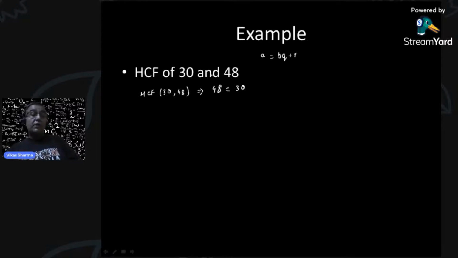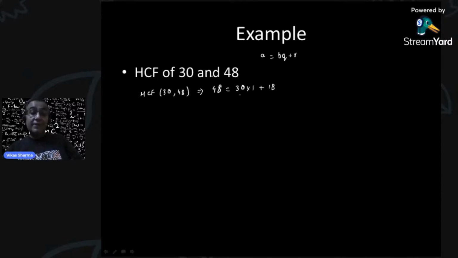So what is the quotient going to be? 30 times 1 is 30, 30 times 2 is 60, which is going to be more than 48. So it is only going to be 30 times 1, which is 30, plus how much remainder does it leave? 18. Now since I told you that if the remainder is 0, then we can say that the divisor is the HCF, in this case HCF is not equal to 30 because the remainder is not 0.